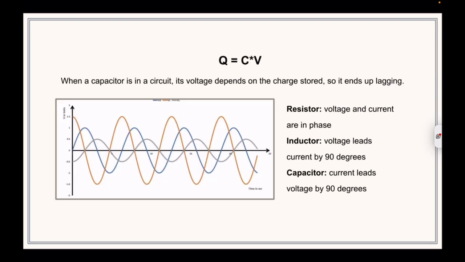Speaking of resistance, when you take a look at this graph, you see how voltage and currents are not in sync. For the resistor, the voltage and current are in phase. For the inductor, voltage leads the current by 90 degrees. For the capacitor, current leads voltage by 90 degrees. This goes back to how inductors resist changes in current, while capacitors resist changes in voltage.